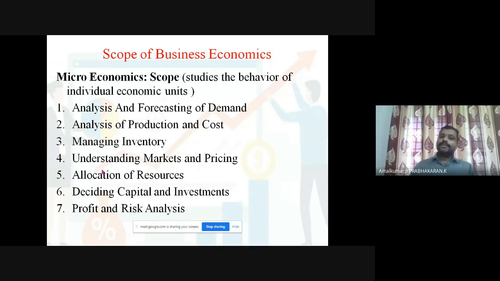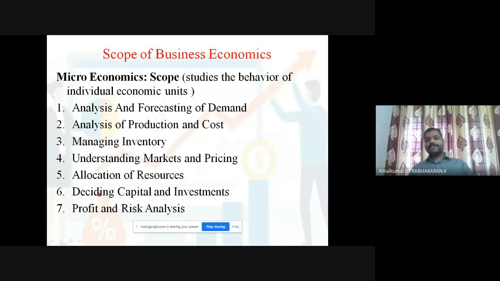Then another one is allocation of resources. We want to allocate the resources properly. The resources are man, material and machinery. So we want to allocate the resources properly. We need microeconomic theories and techniques. So it covers the microeconomic scope of business economics.